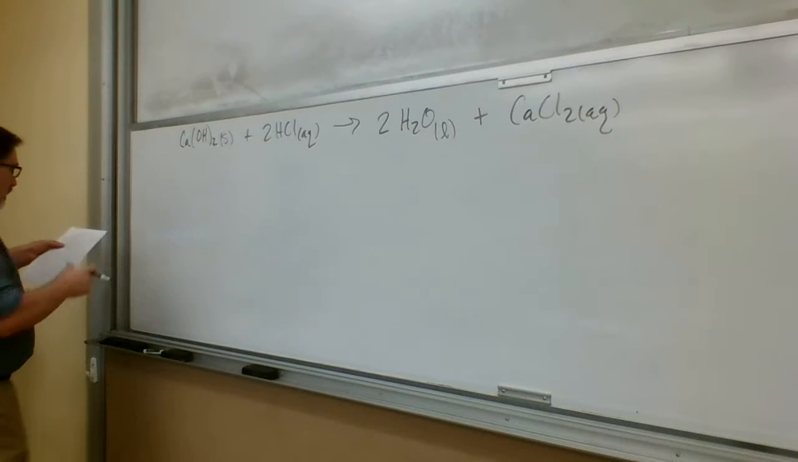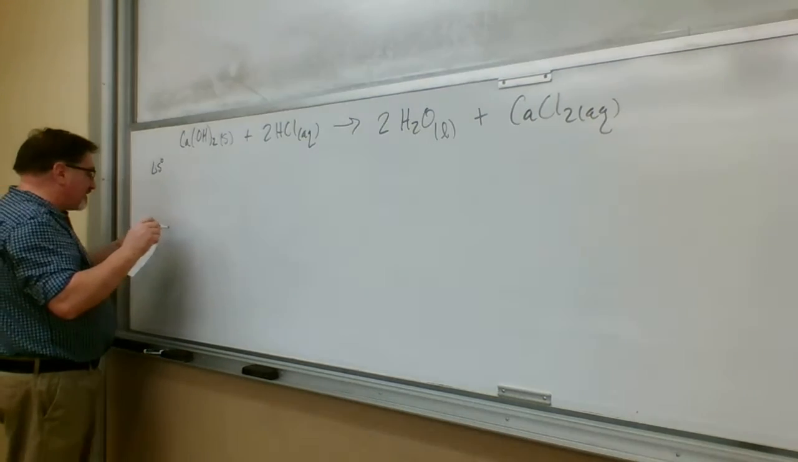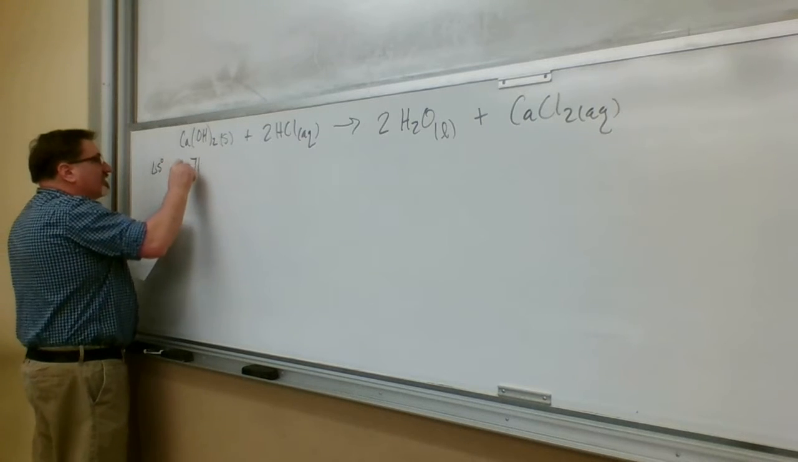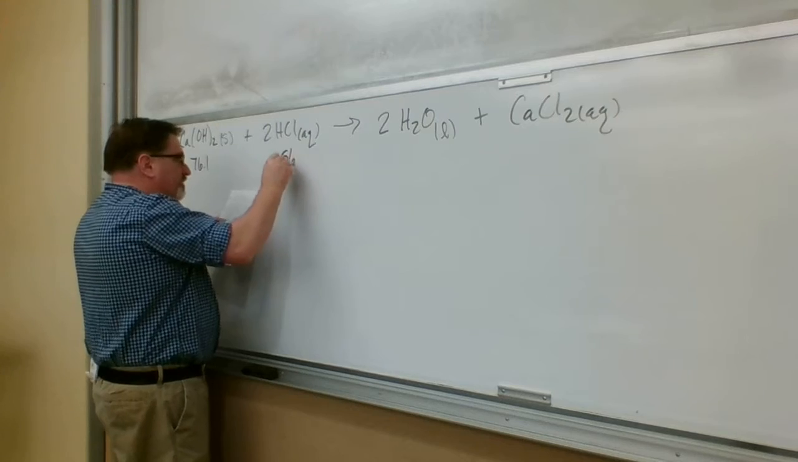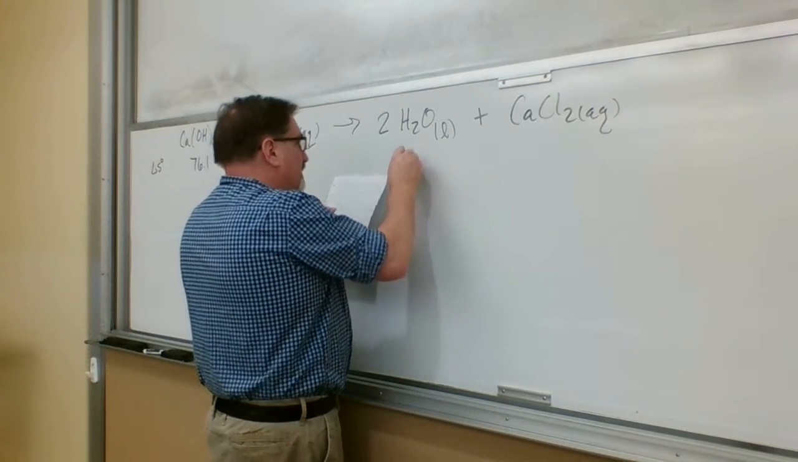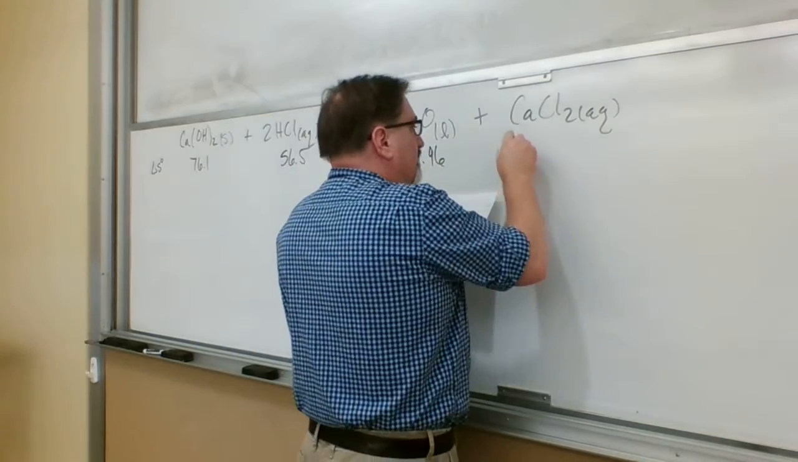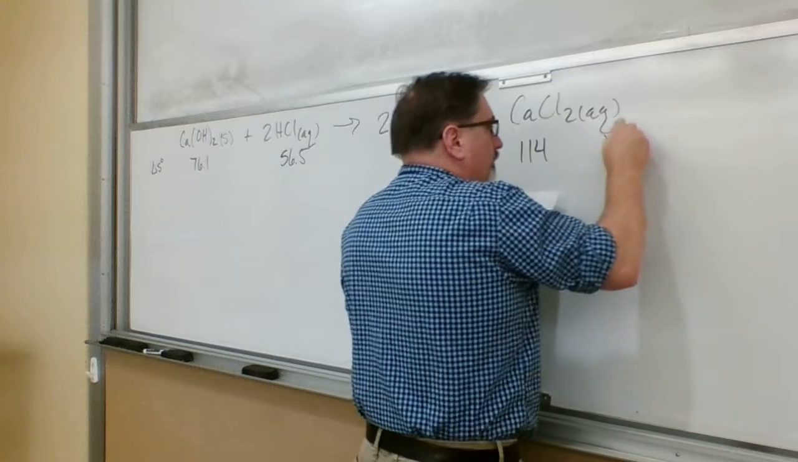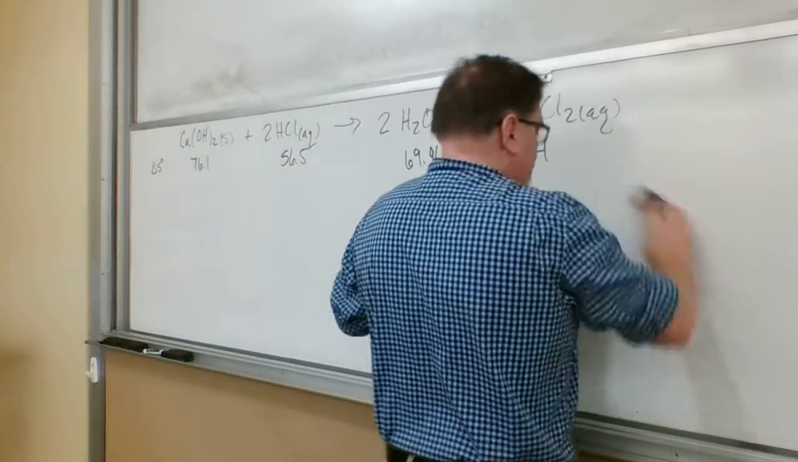Okay? So for our equation here, delta S for calcium hydroxide is 76.1, HCl is 56.5, H2O as a liquid is 69.96, CaCl2 is 114. And this is joules per mole Kelvin.